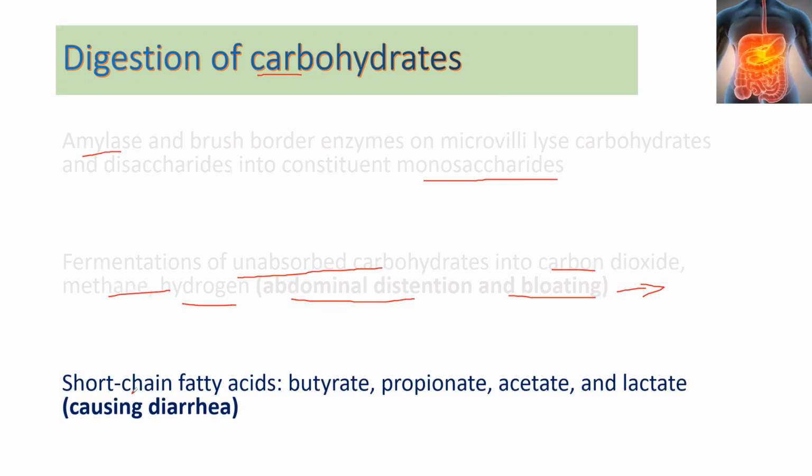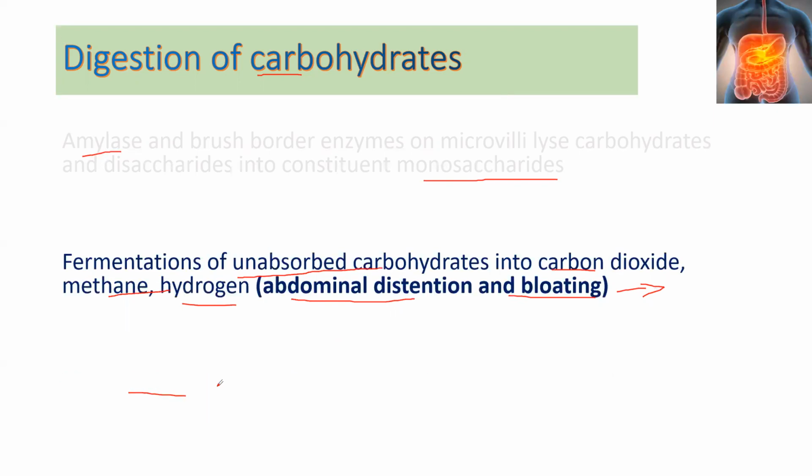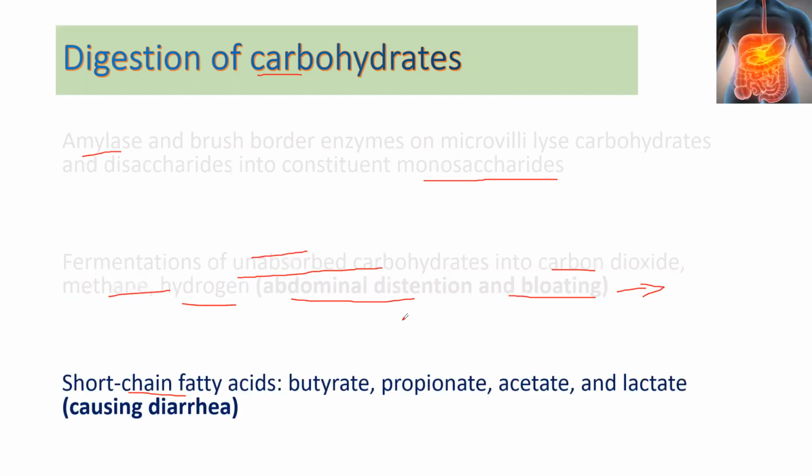Other short chain fatty acids are also produced through the fermentation of the unabsorbed carbohydrates. We see that butyrate, propionate, and acetate also cause diarrhea when there is no absorption of the carbohydrates.